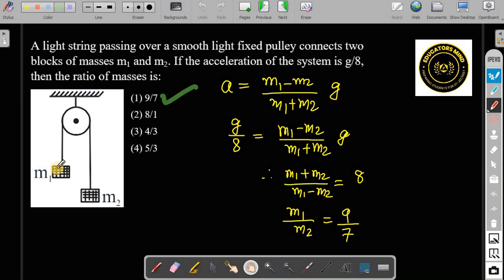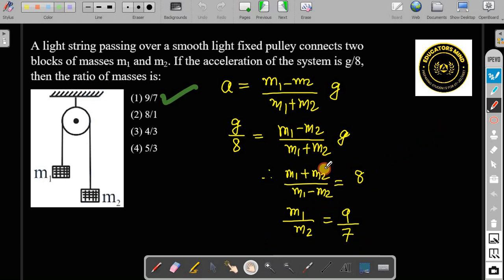So this is a question of direct upward machine. Two masses are given, and they are saying that the system acceleration is given as g by 8. The direct formula for acceleration, you will apply for the upward machine, m1 minus m2 by m1 plus m2 into g. Just put a is g by 8. So from here this ratio you will get, m1 plus m2 by m1 minus m2 is equal to 8. Once you get this, solve this, you will get m1 by m2 is equal to 9 by 7.